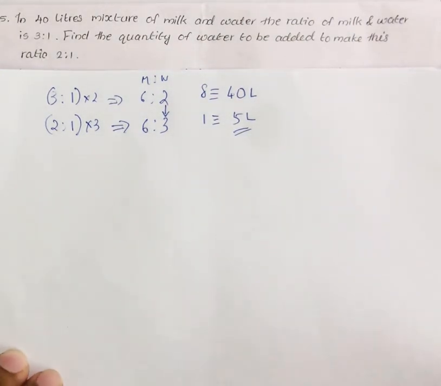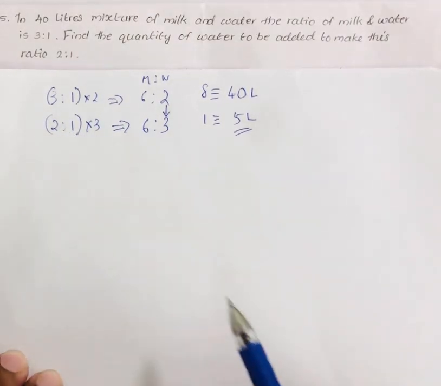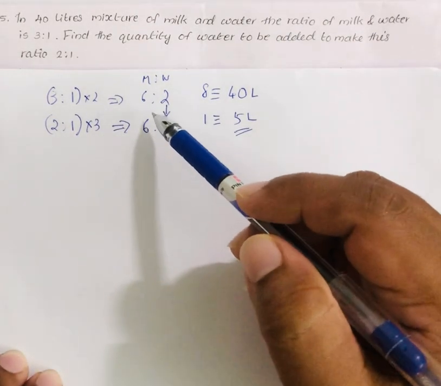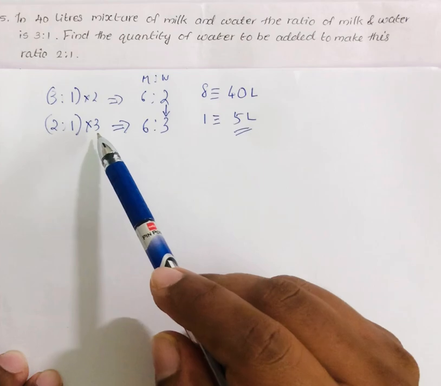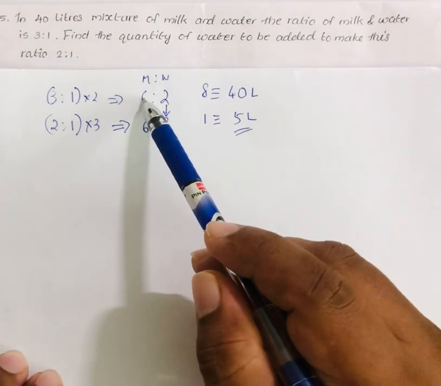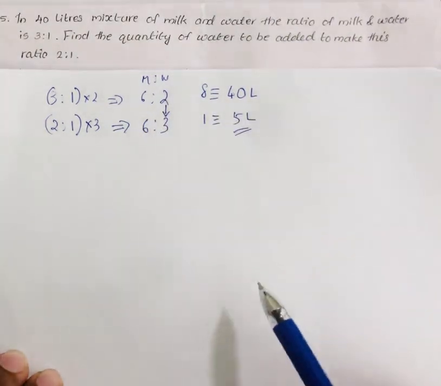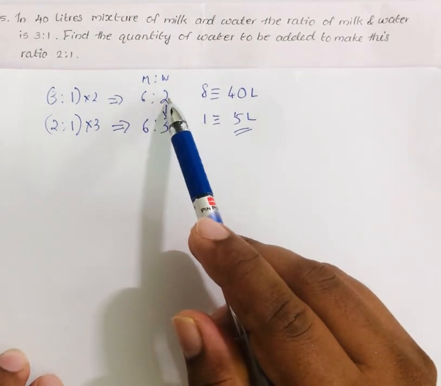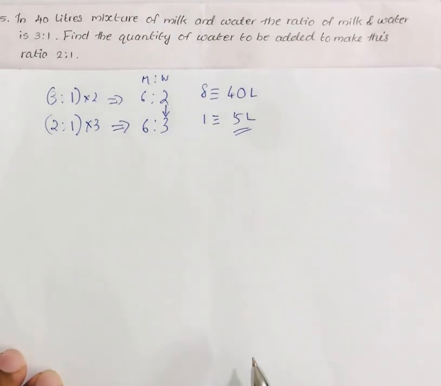Okay, I'll explain again. The initial ratio was 3:1. When some water was added, the ratio became 2:1. So since water is added, the other term should be the same. So you are multiplying these two terms with 2 and these two terms with 3 to make the milk term the same. You can multiply with any number, just make sure that the milk term here is the same because you are adding water. So the initial ratio becomes 6:2. When some water was added, the ratio becomes 6:3. That is, the milk term is the same, the water term, let it vary.